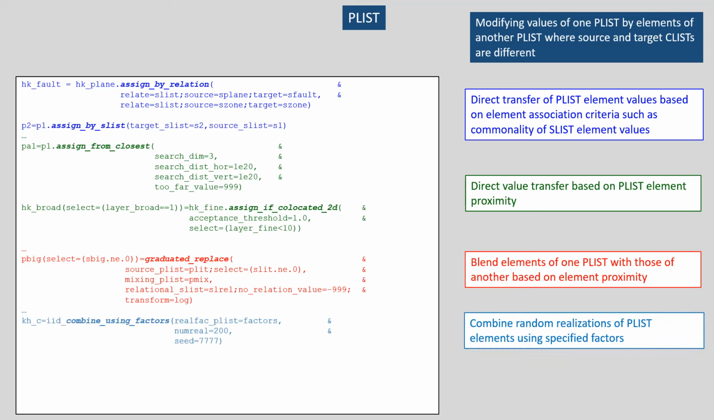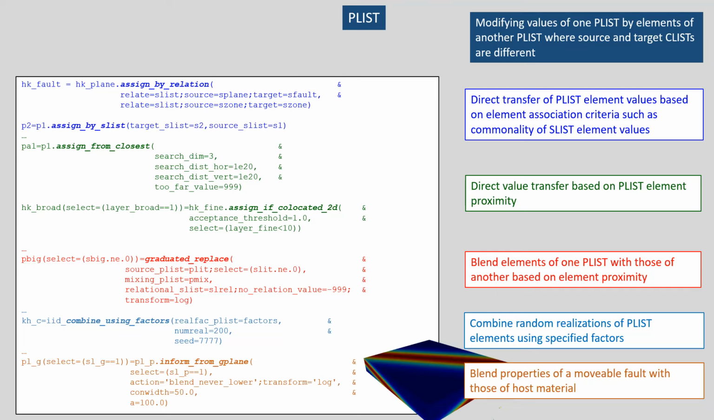We can combine plists using factors. So realizations of plists, random realizations of element values housed in plists, can be combined using factors which we supply. This can be useful for doing things like ENSI inversion. I mentioned a G-plane before, a movable two-dimensional structural feature containing its own CList. Elements of plists associated with that CList can inform a background model grid through complicated blending operations based on proximity of elements.